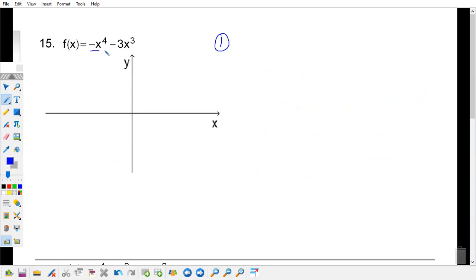Negative x cubed. So I'm going to factor out negative x cubed. 4 minus 3 is 1x. A negative divided by a negative is a positive. And I'm just going to be left with 3.